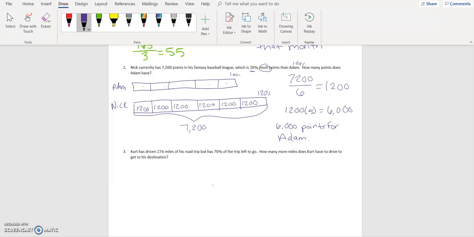Do you have any other thoughts of how else you could have figured out how many points that Adam had? So we could have taken 7,200 and subtracted the 1,200 because that was all we had extra. So we could have taken this away, the 1,200 from the 7,200, and we would have gotten the 6,000 as well.